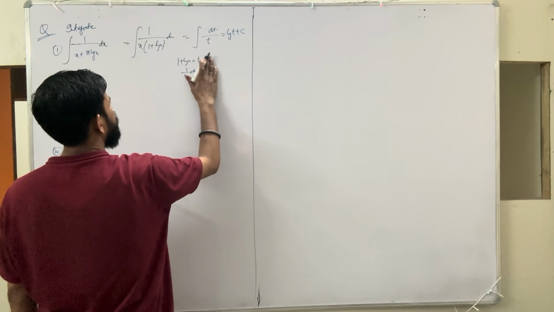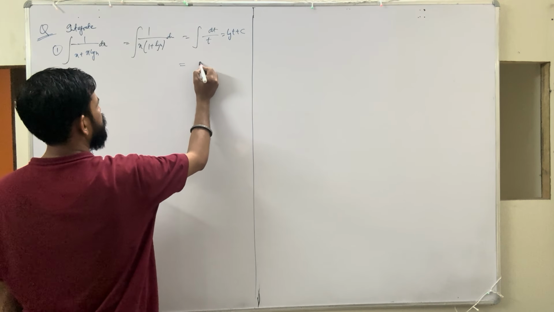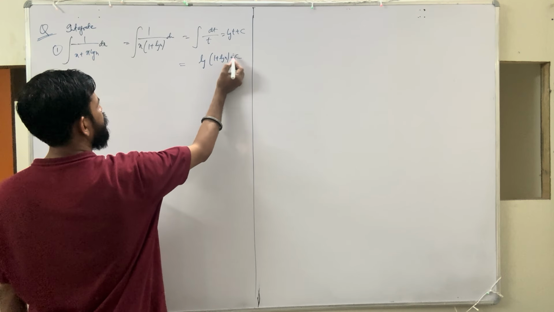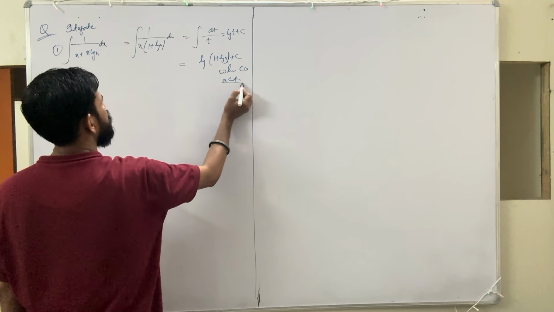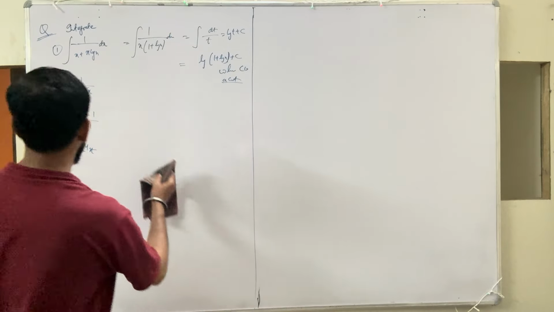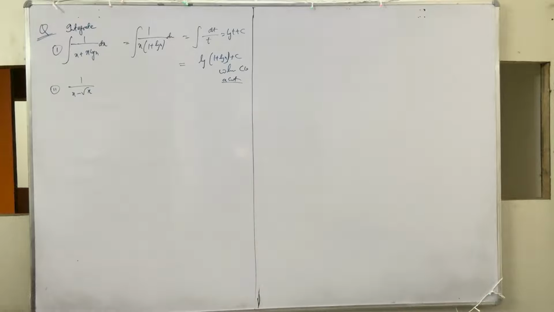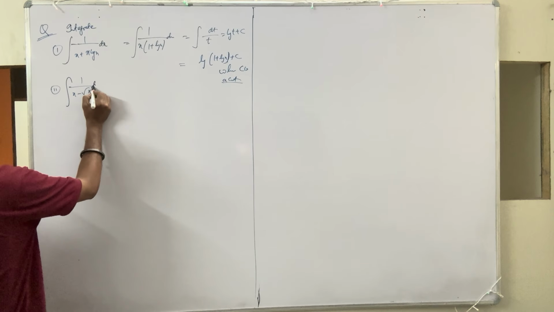So what is log t? Log t is log of 1 plus log x plus c, where c is a constant. So that's how one should be solving it. Now the next question, which we should solve, is this.